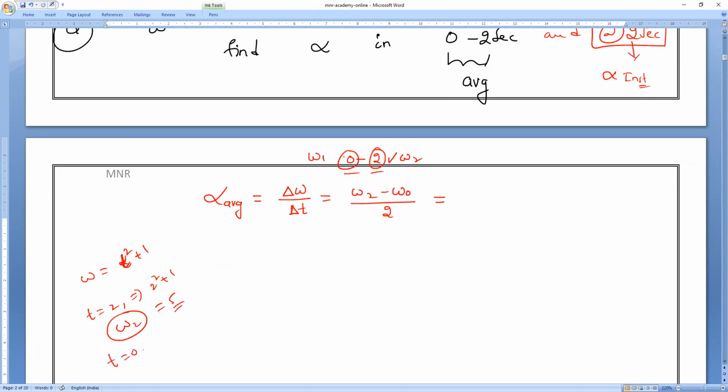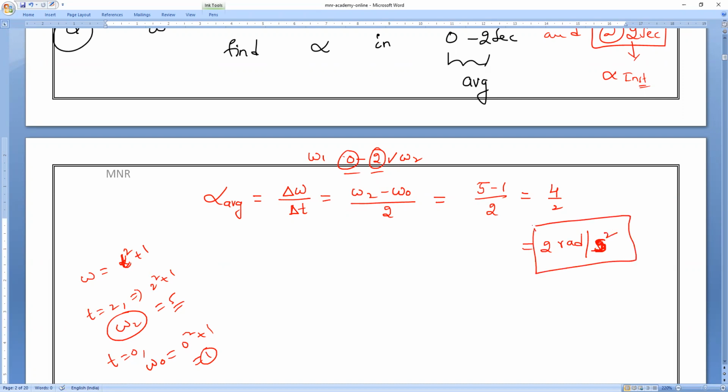In the same way, t is equal to 0. Then omega 0 is equal to 0 plus 1, which is equal to 1. Okay. So 5 minus 1 divided by 2, which is equal to 4 by 2, which is 2 radians per second square. That is the average acceleration. Everybody understood?